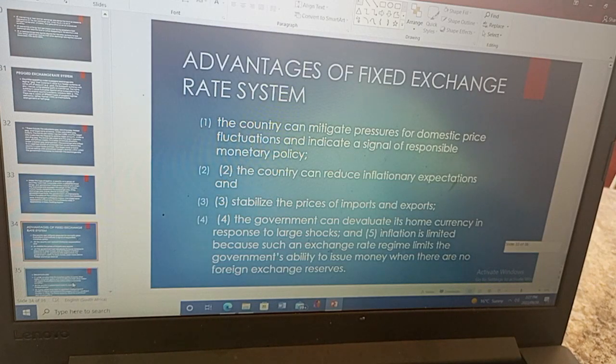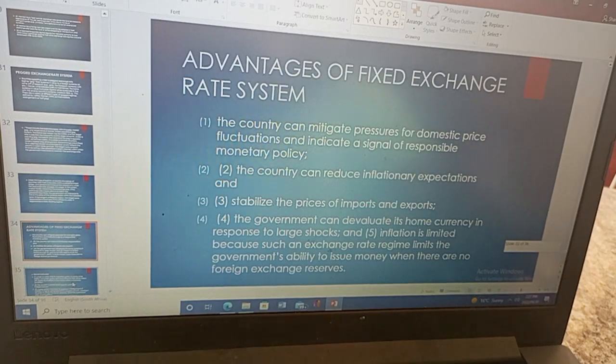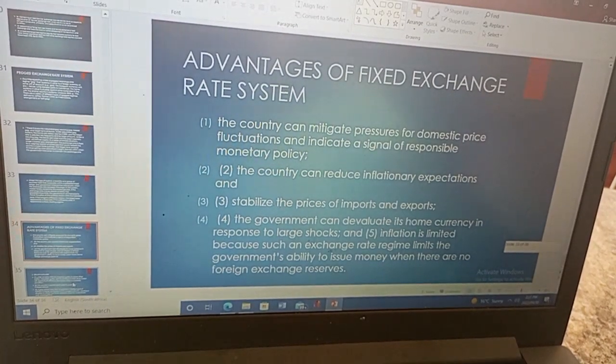Now, let's look at the advantages of this particular system. But then, if you listen carefully to what is on the PowerPoint so far, you would agree with me that the explanations between fixed exchange rate and peg exchange rate are almost similar, because the characteristics are almost the same.